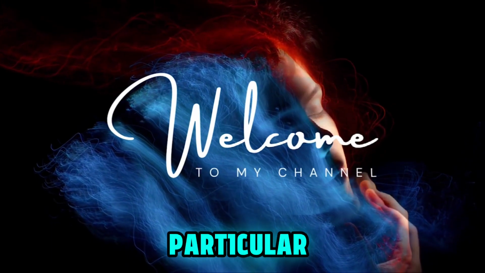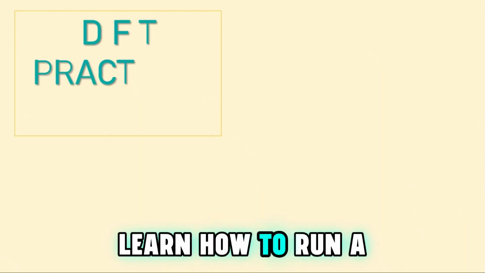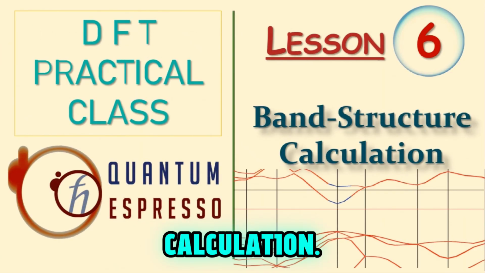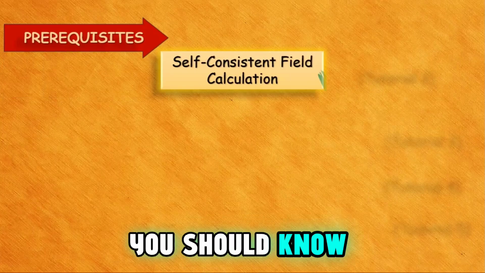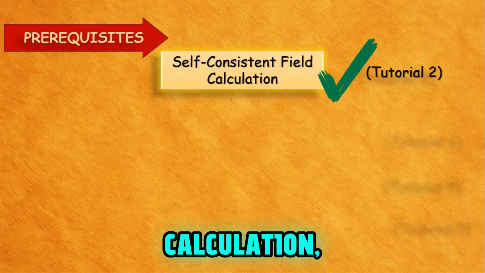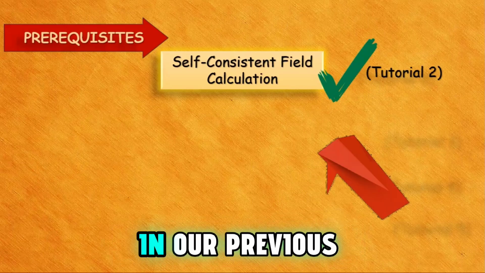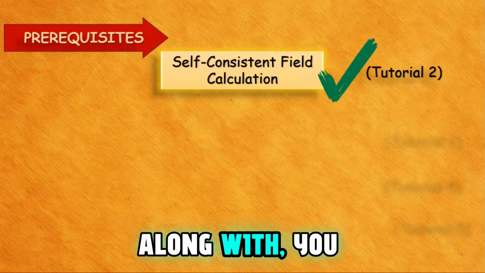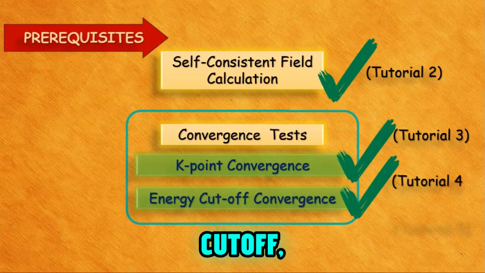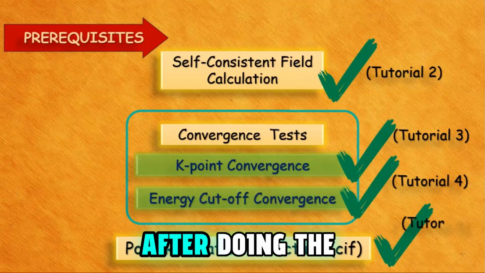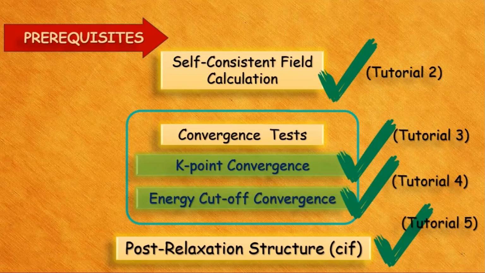Today, in this tutorial, we are going to learn how to run a band structure calculation. Of course, definitely at first, the prerequisites. You should know how to run a self-consistent field calculation, which we have already discussed in our previous lecture. Along with that, you should have converged K-points, converged energy cutoff, and a structure after doing the relaxation calculation, right?